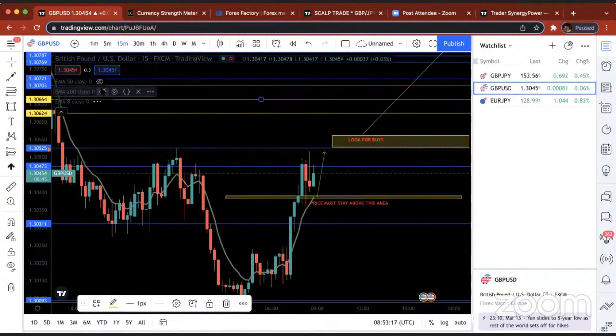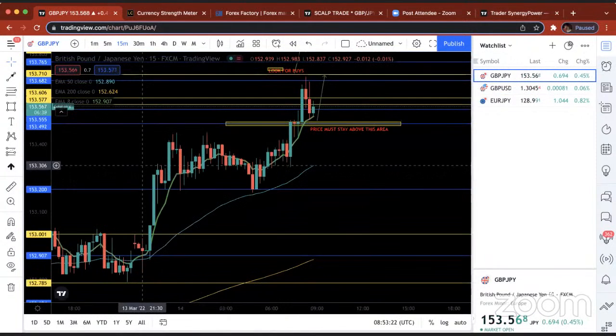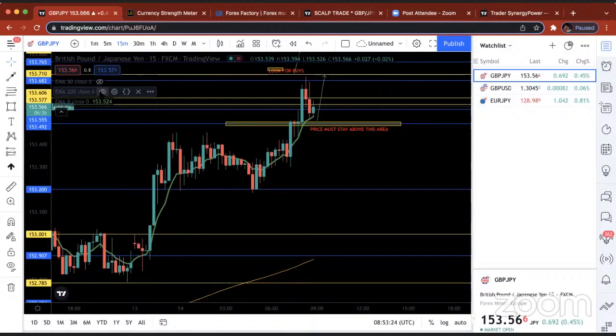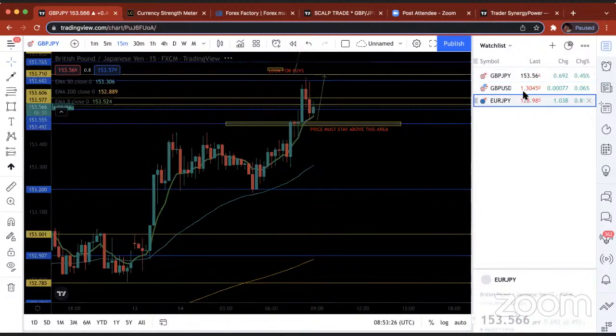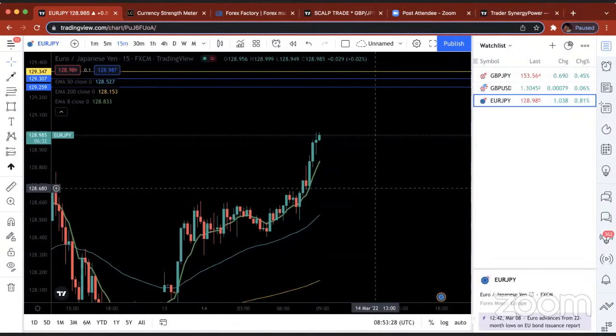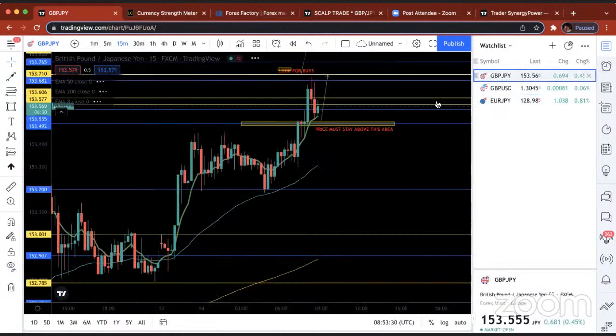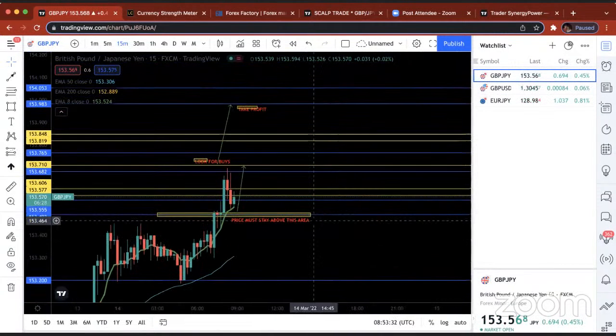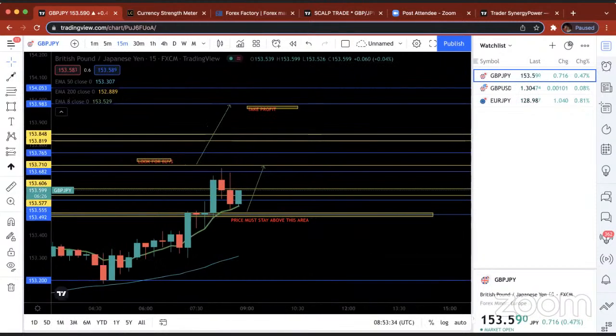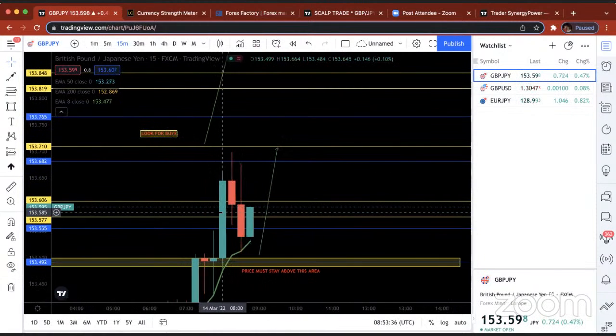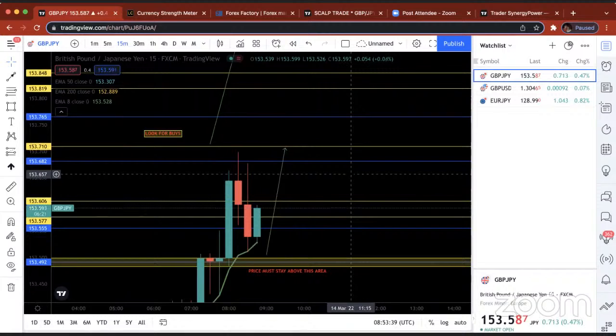Let me put my EMAs back on. Sometimes I forget to put them back on. I don't really use them that much, not as the main confirmation, but it's a good thing to have in the background. All right, looks like we're getting a little bit of a push. If we can stay above this area, we should be good for buys.